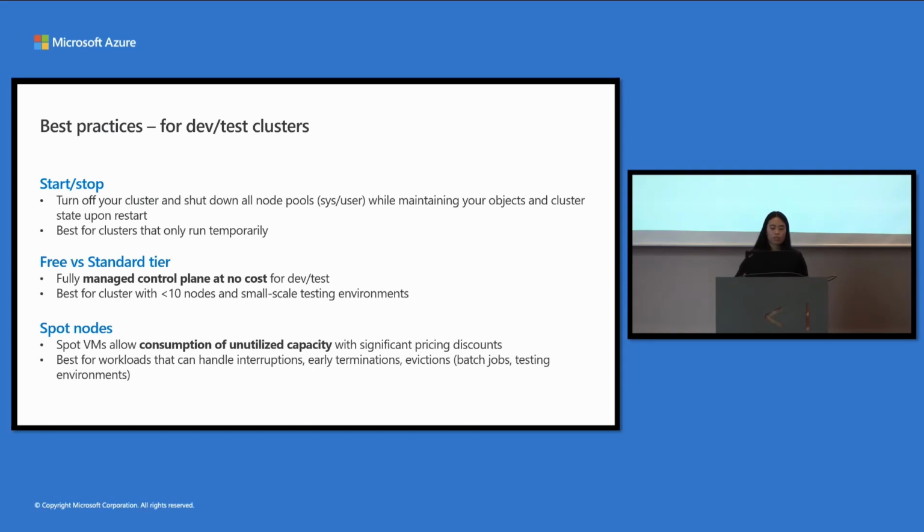You can also use spot nodes, spot node pools. Spot VMs allow you to consume unutilized resources at a significantly discounted price. About 90%, I think, as compared to pay-as-you-go prices. That's a very significant amount. Spot VMs are best for workloads that can tolerate interruptions, batch processing jobs, testing environments, things like that.